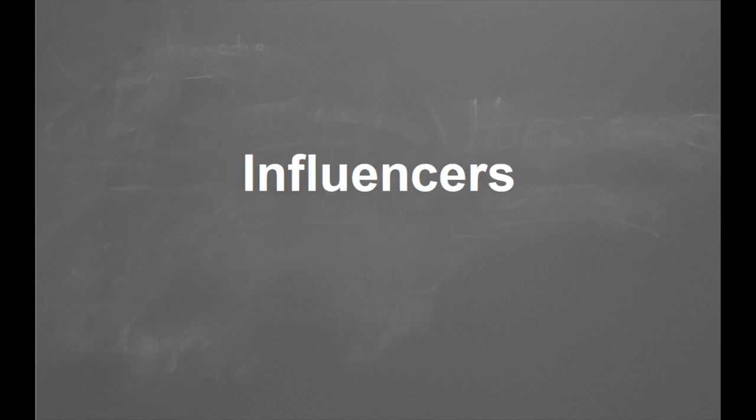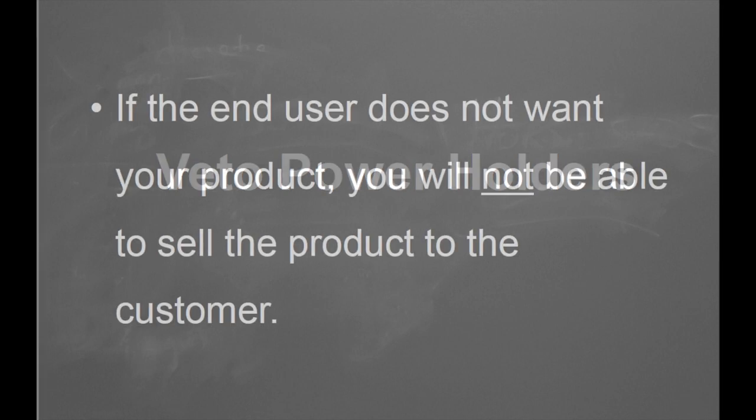Third, there are influencers who might influence the decision. And fourth, there are veto power holders who would veto the decision because it didn't meet regulatory or certain standards. So that's the decision-making unit, which we're going to talk more about later. But for now, we are going to focus on the end user.